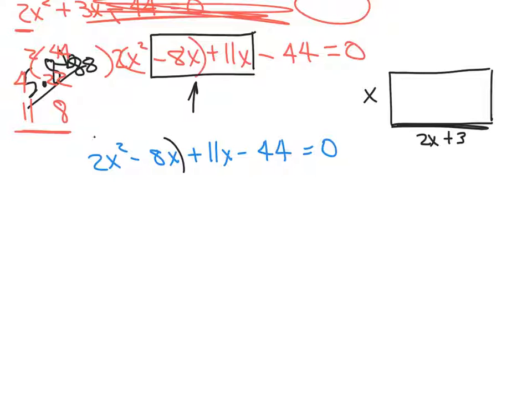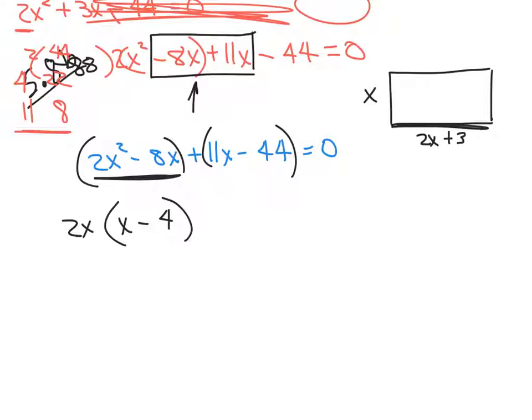Alright, so let's group. What can I factor out of there? I can get a 2 and an x. That's common to both of those, and I'm left with x minus 4. If I multiply this back, I get 2x squared minus 8x. So I get back what I had. So I factored out a 2x.